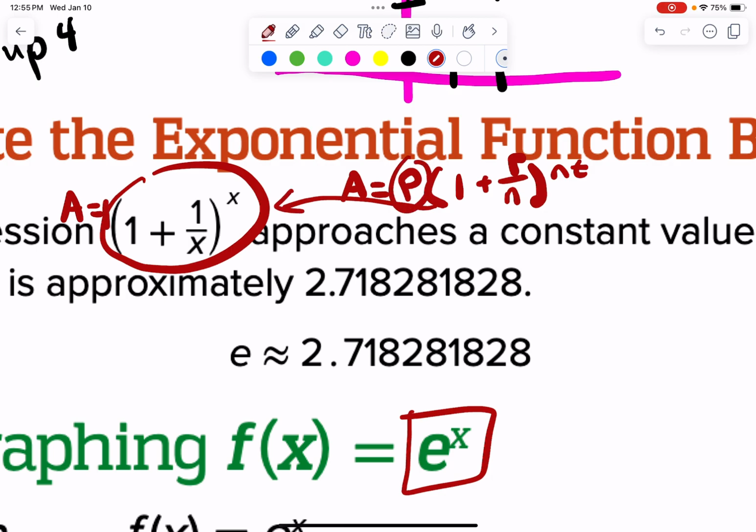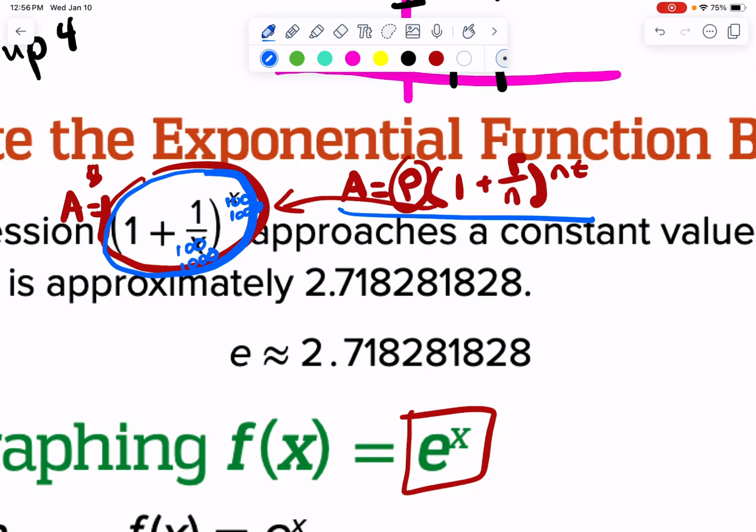I don't have a P value in here, which means $1 is the P value that I'm starting with. And then they're just representing my interest rate as 1. N and t, they've lumped together to be x. But anyway, in the most basic format of this compound interest formula, the larger x gets, so maybe x is 100, and the next time x is 1,000, and the next time x is 1,000,000, as that number increases, this whole value approaches the number 2.7182818..., and that is the number e.